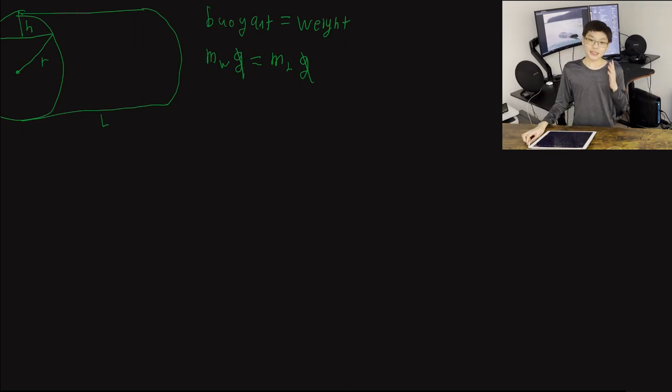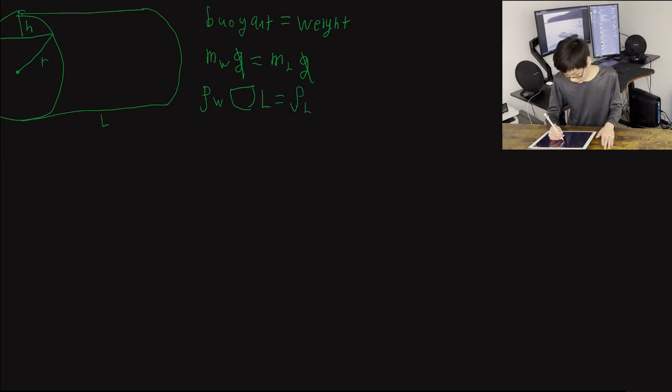Okay, so the mass of the water is also equal to the density of the water times the cross-sectional area beneath the water level times the length of the log. So that's just going to be the density, which we're using the Greek letter rho, I think. So rho_w, because it's the density of the water, times the cross-sectional area below the water level, which is gonna be like this funky shape right here, there we go, times the length of the log, L. And this must be equal to the density of the log, rho_L, times the cross-sectional area.